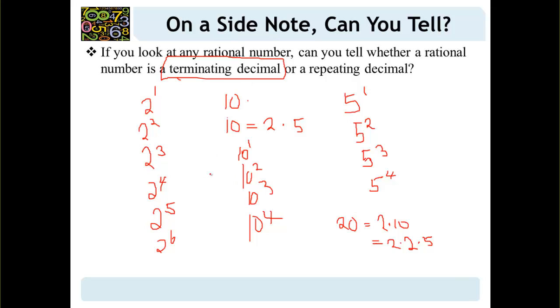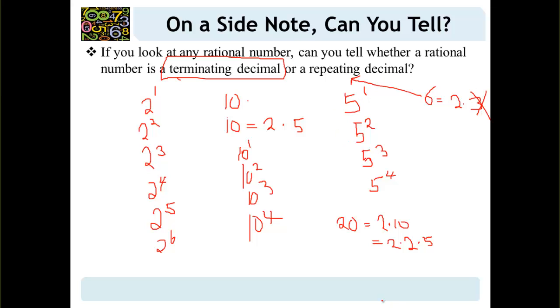Now, if you use something like 6, 6 will not. If you divide any number by 6, it's going to give you a repeating decimal, because 6 is 2 and 3. We now see 3. And this 3 is what we don't want. So that means it will give you a repeating decimal.